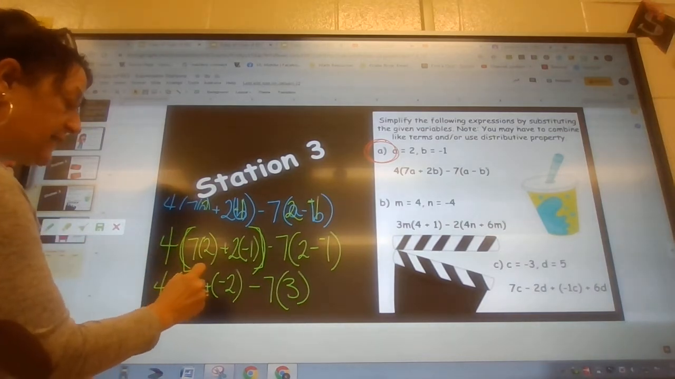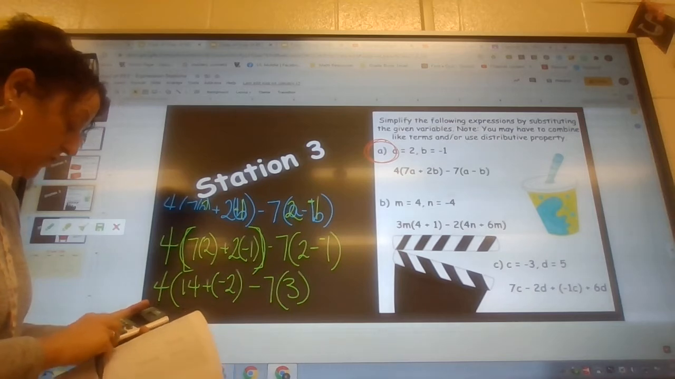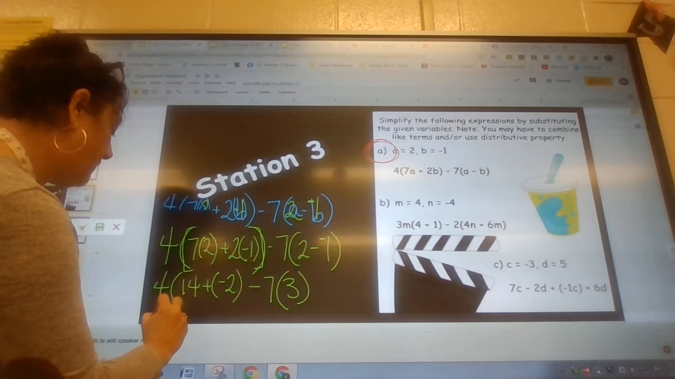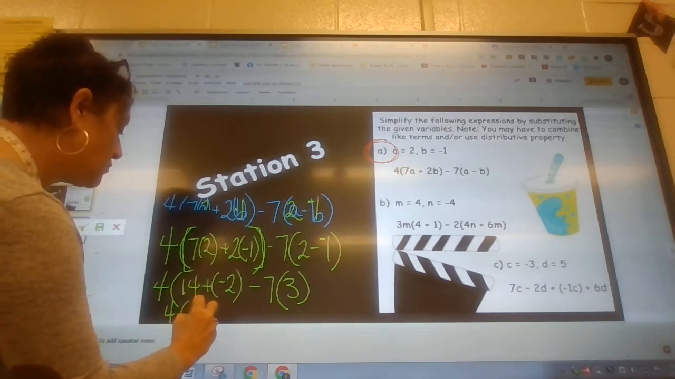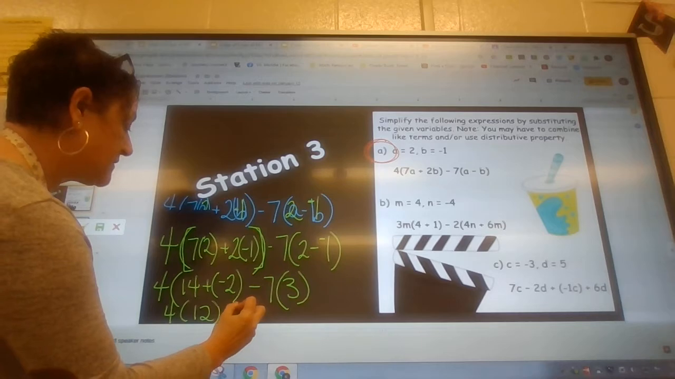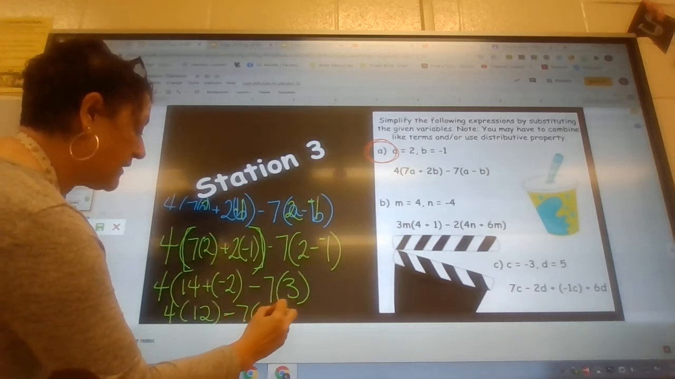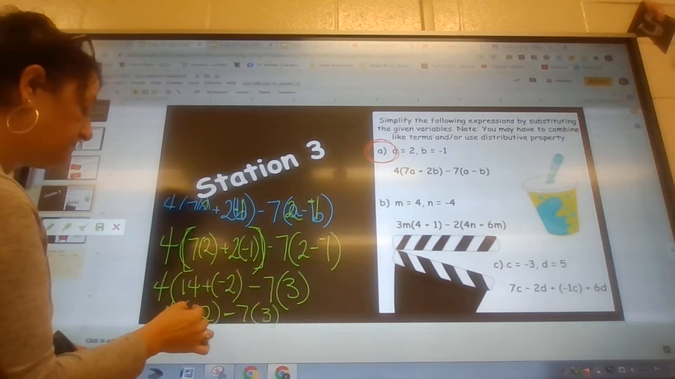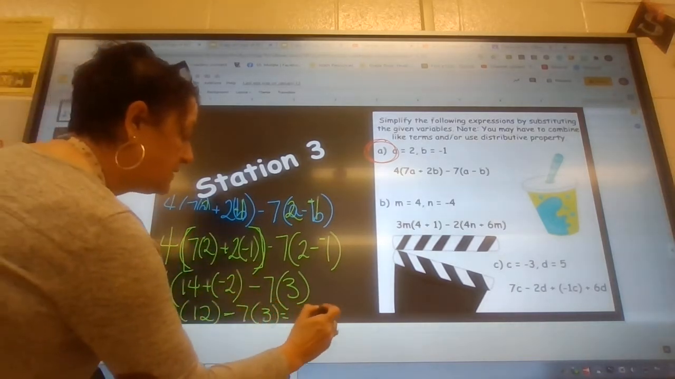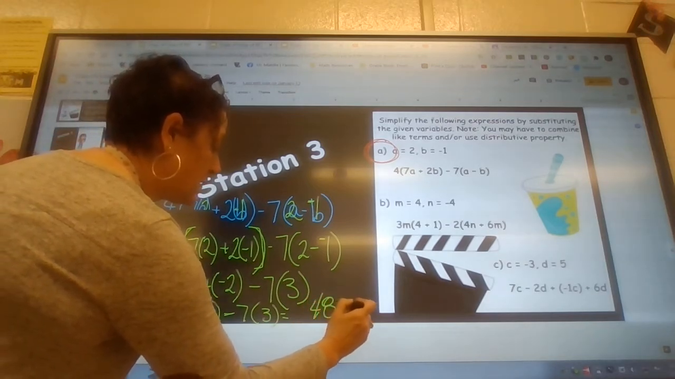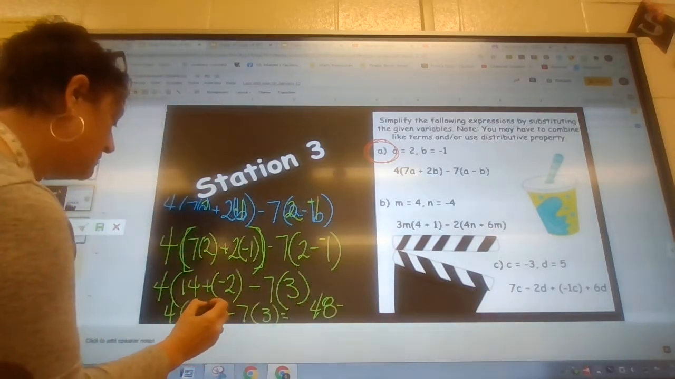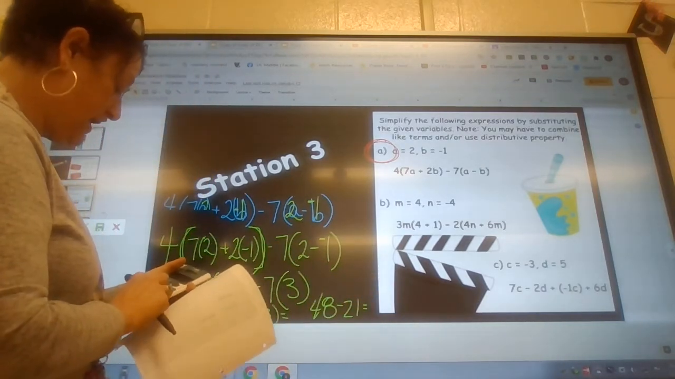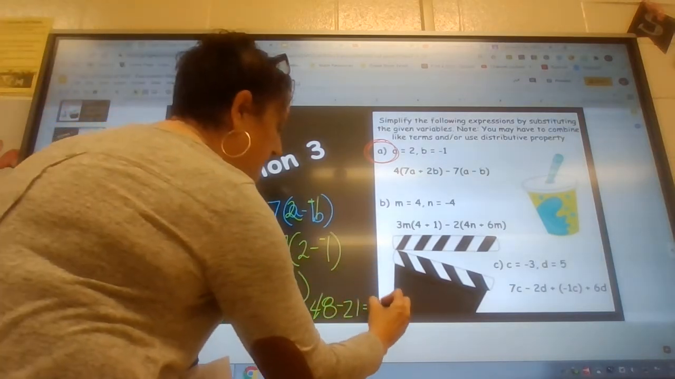Now let's do 14 plus a negative 2. 14 plus a negative 2 is 12. So we have 4 times 12 minus 7 times 3. Right? 4 times 12 is 48. Minus 7 times 3 is 21. 48 minus 21 is 27.